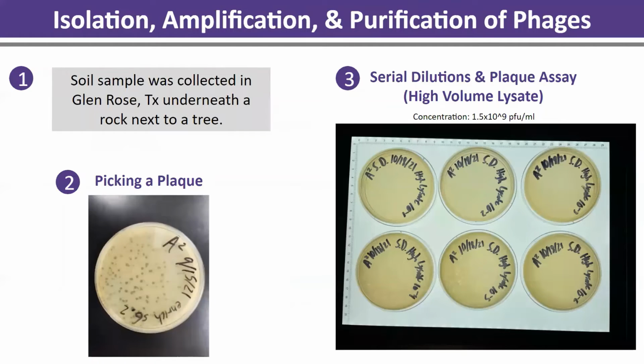So for our bacteriophage, we isolated it from soil underneath a rock next to a tree in Glen Rose. And after plaque assays and serial dilutions, we were able to purify the sample and get a single phage. And from those, we were able to make webbed plates to create a high volume lysate with a concentration of about 1.5 times 10 to the 9th PFU per milliliter.